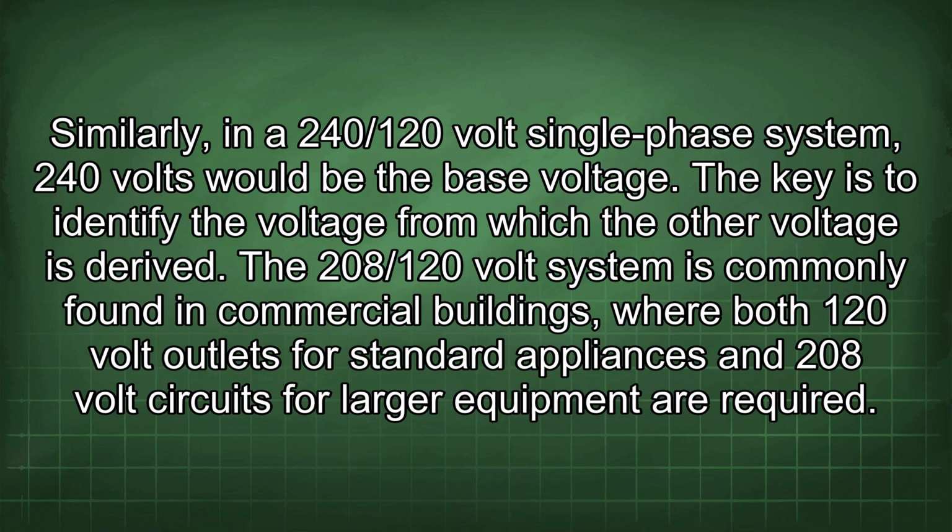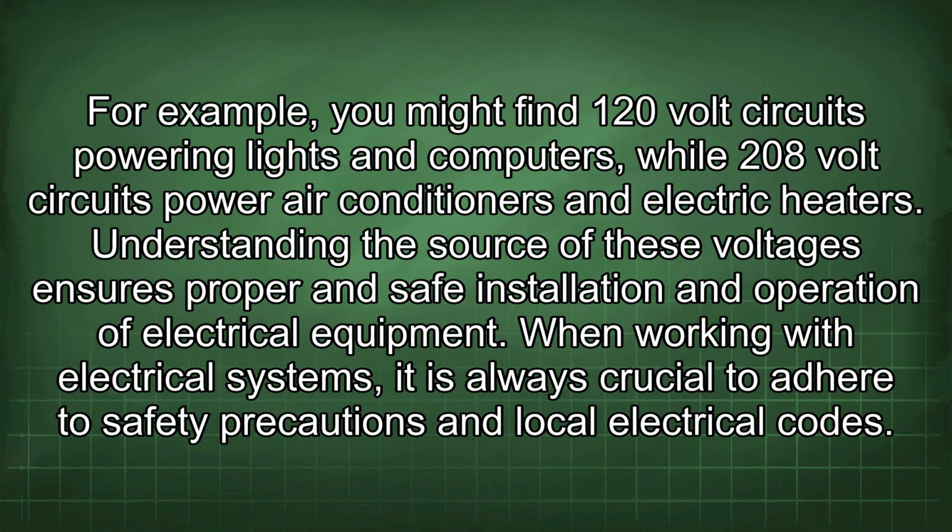The 208/120 volt system is commonly found in commercial buildings, where both 120 volt outlets for standard appliances and 208 volt circuits for larger equipment are required. For example, you might find 120 volt circuits powering lights and computers, while 208 volt circuits power air conditioners and electric heaters. Understanding the source of these voltages ensures proper and safe installation and operation of electrical equipment.